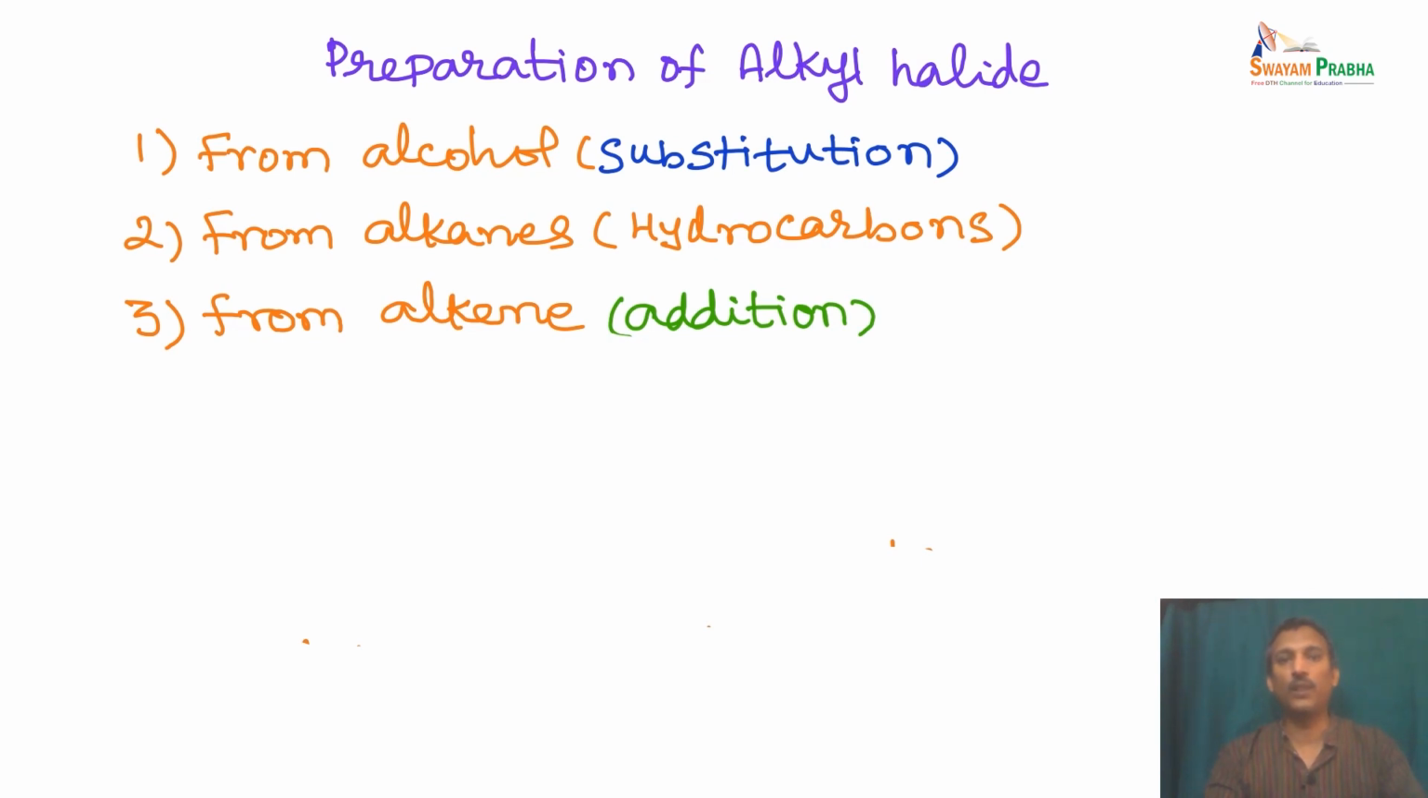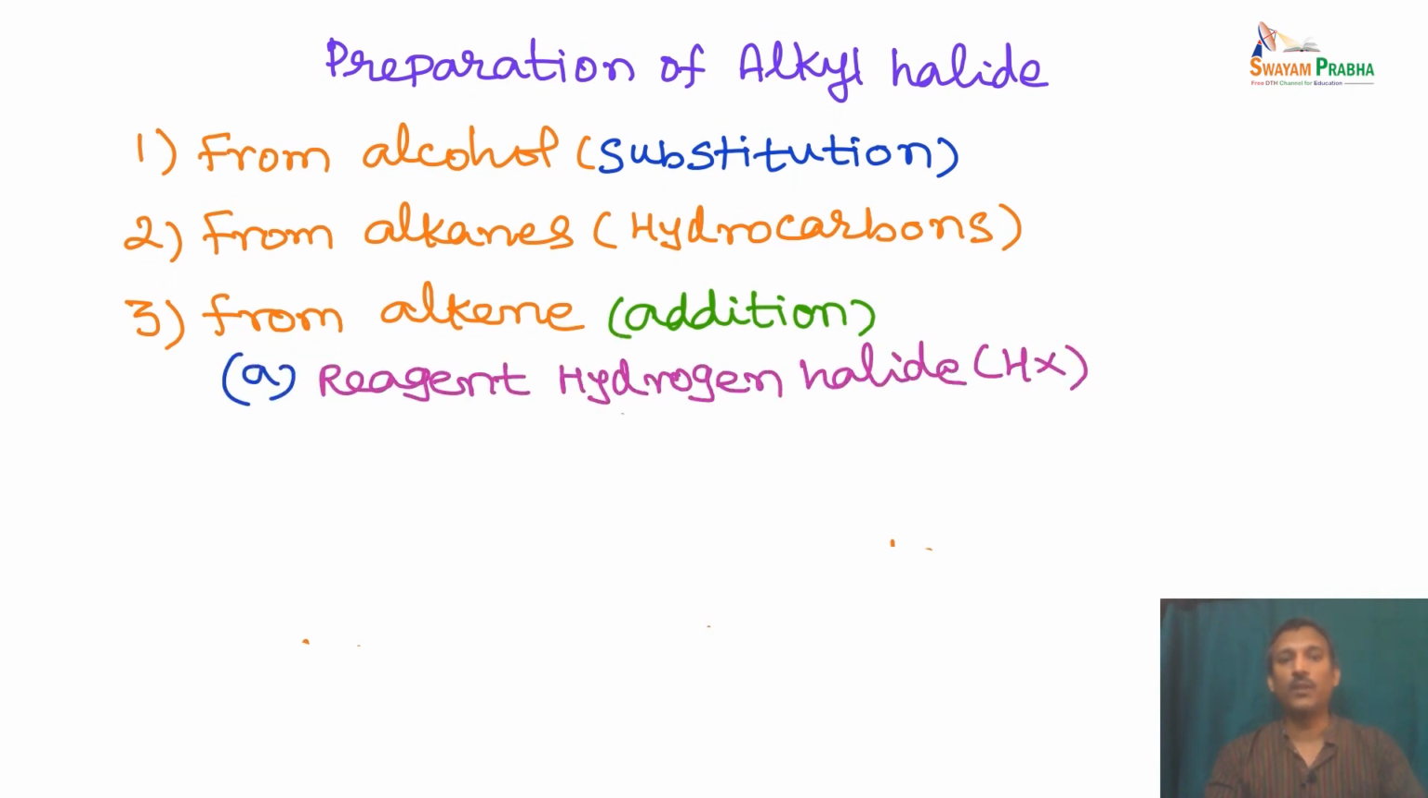We have two different types of alkyl halide preparations. The first one is from HX, that is, the reagent which is used for the formation of alkyl halide is hydrogen halides. The next one is the reaction with halogens, X2.